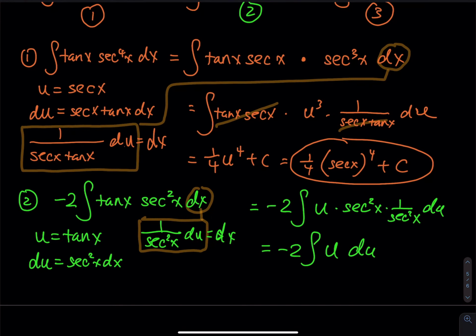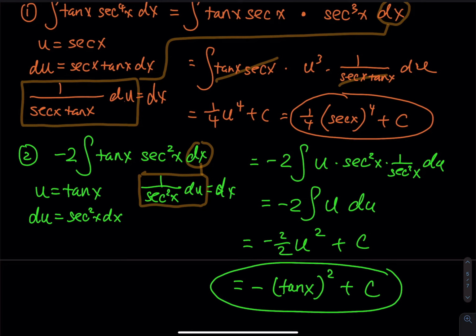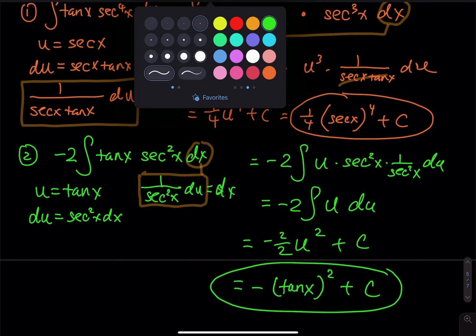And that is, so we have u squared, right? This is a 1, and then 1 plus 1 is equal to 2. Yes, u squared, and then negative 2 divided by that, and then plus c. And then you put the u back. So this is negative tangent x to the second power plus c. So that is the result of number 2. And then we still have a number 3.